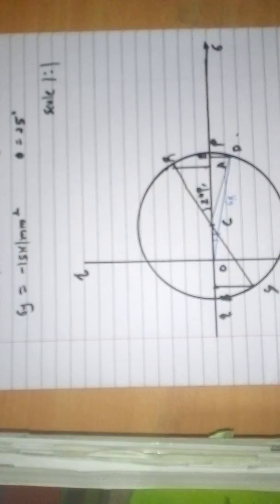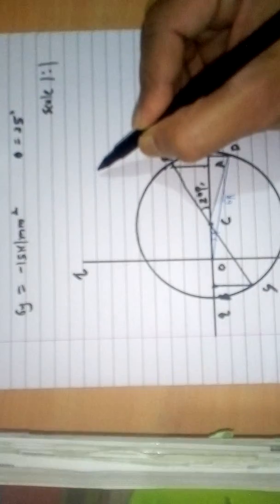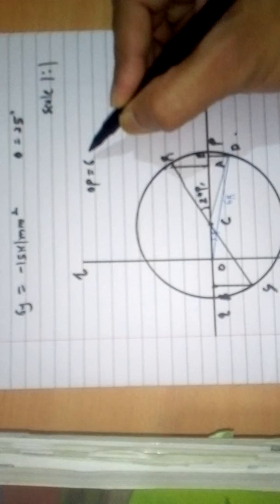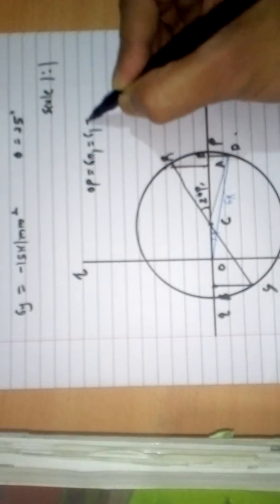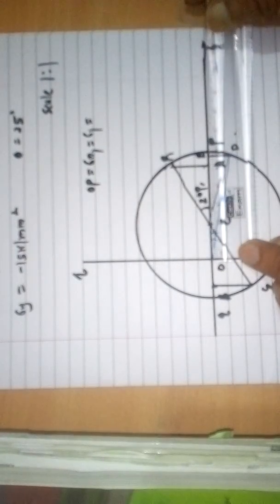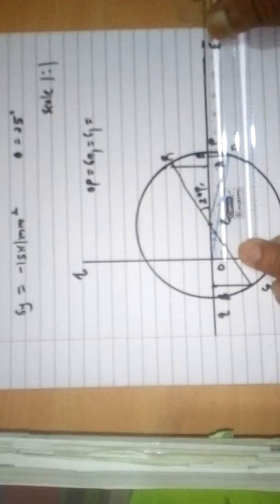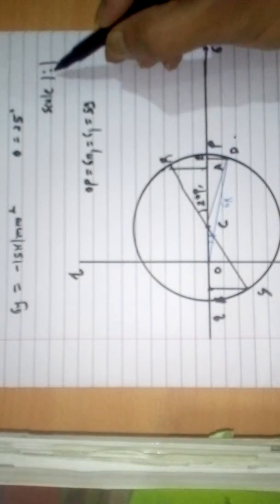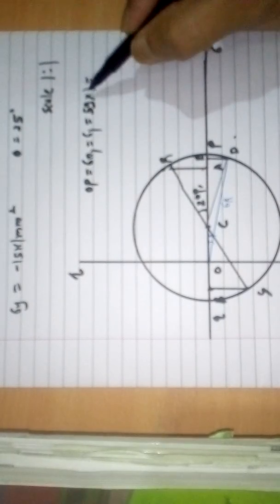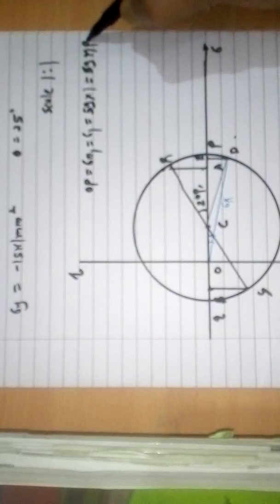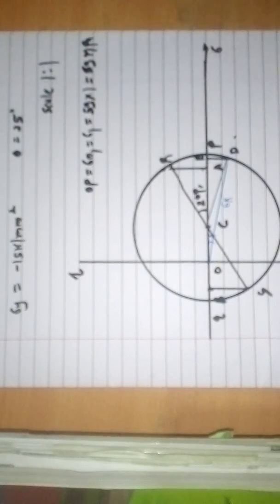Now we'll see the various notations. OP means sigma N1 or sigma 1, the major principal stress. So measure the distance OP, that is 59, and the scale is 1, so multiply 59 into 1, so the value is 59 MPa, or we can say 59 Newton per mm square.